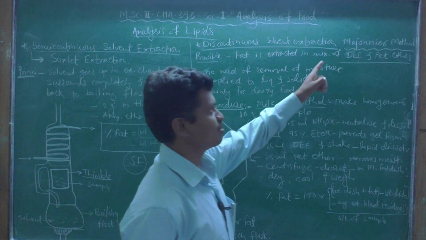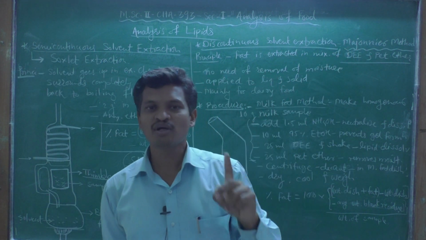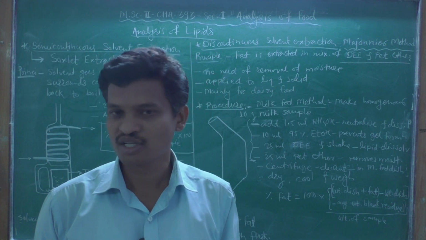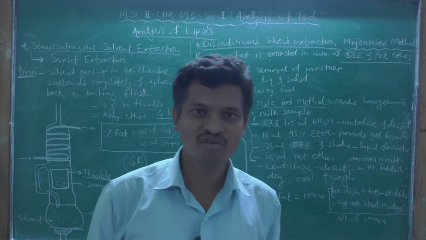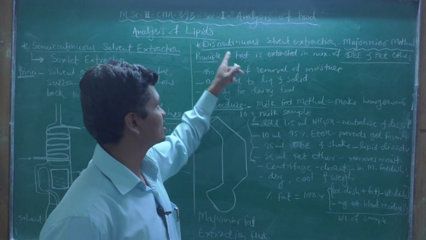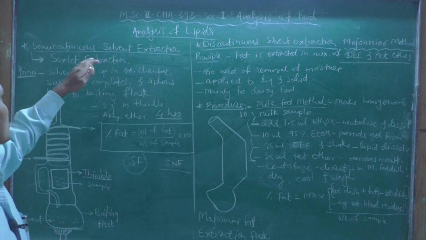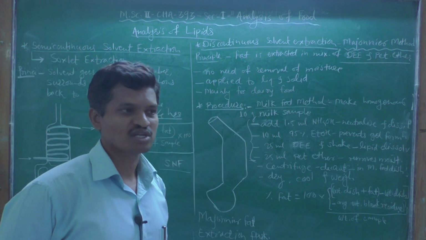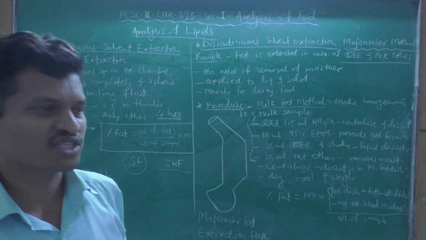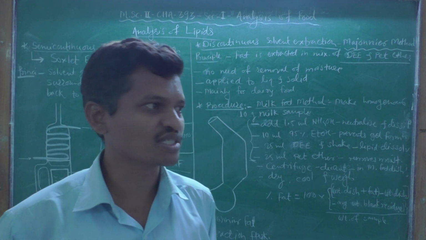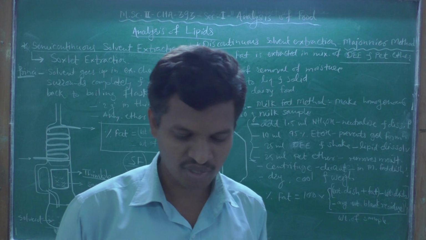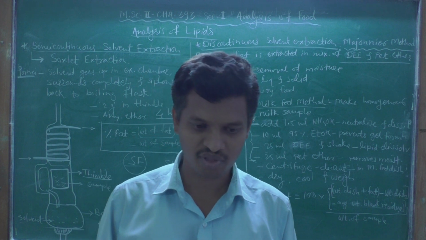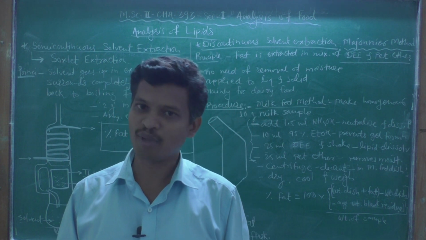Mind well, this Mojonnier's method is generally used for the determination of fat content in milk and milk products. That's why this is one of the important methods for fat analysis, and this belongs to the discontinuous solvent extraction. The Soxhlet extraction belongs to the semi-continuous extraction method, and yesterday we have seen the continuous extraction method, that is known as the Goldfish method. So these are all the extraction procedures described for fat analysis.